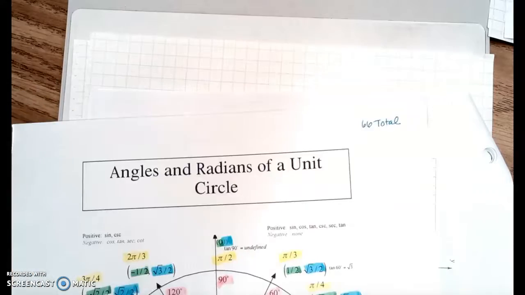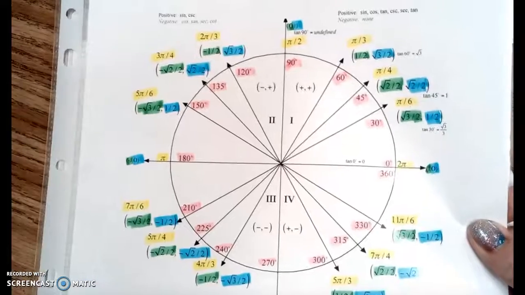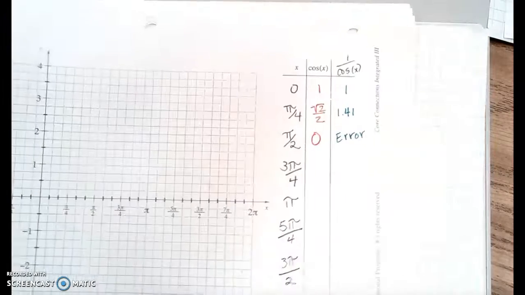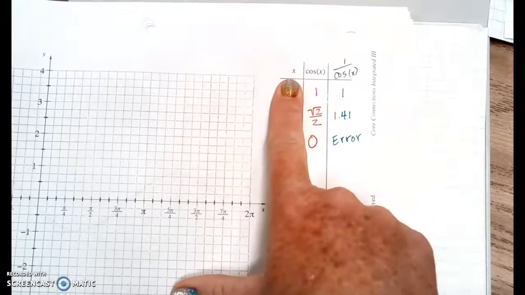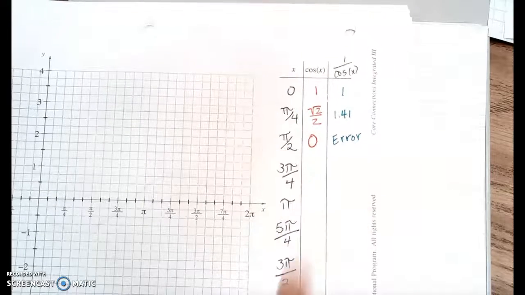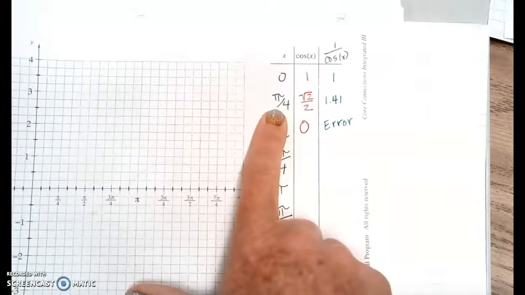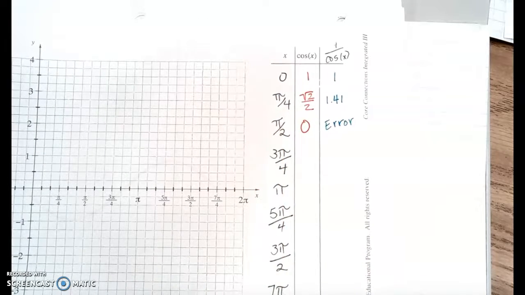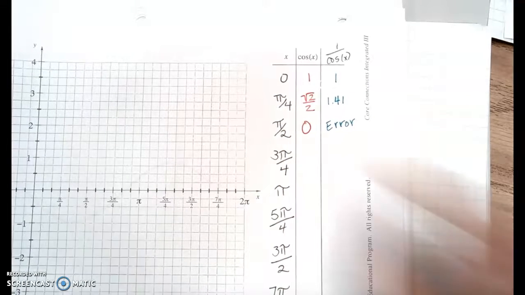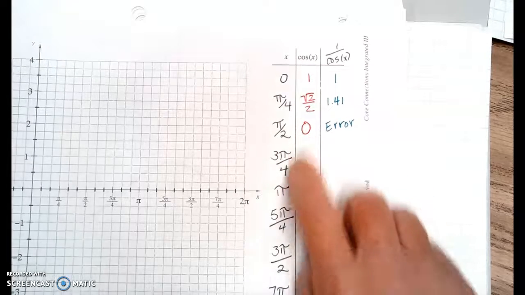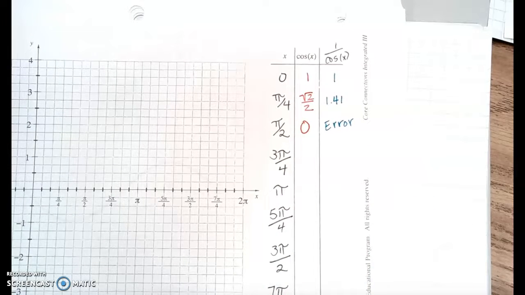And then you're going to grab your unit circle, and your unit circle is going to help you fill in the values for the cosine of x. So you're going to start filling in the x column all the way from 0 to 2 pi. Go at least in 1/4 pi increments. And then the cosine of x is going to be at 1, at root 2 over 2, 0, and then fill in all the rest of them that I started for you.